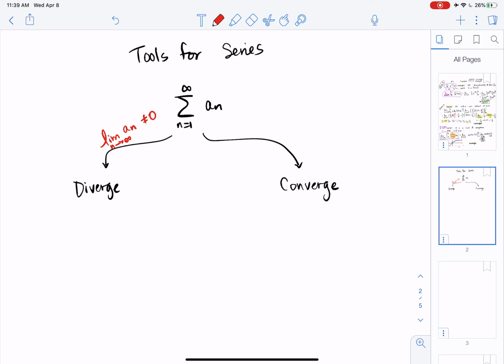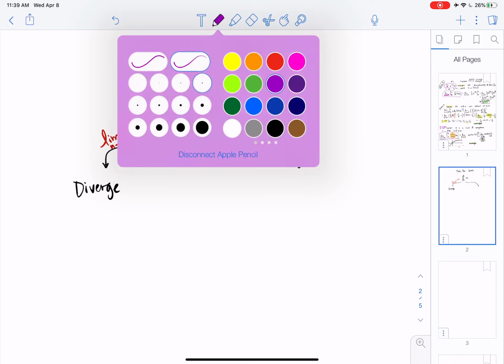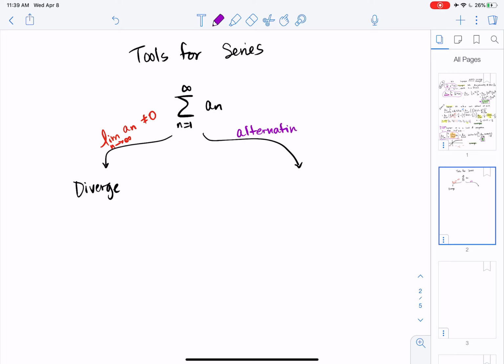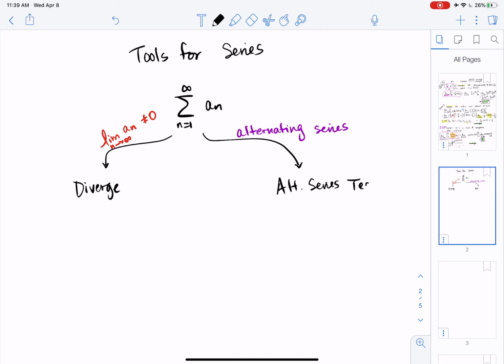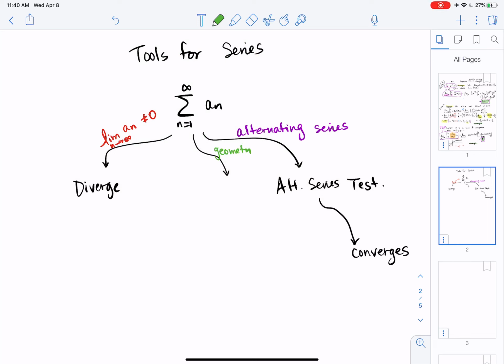But to test for convergence, let me go ahead and erase this. If you have maybe an alternating series, you can use the alternating series test, and that can only tell you if something converges. Unfortunately, the alternating series test failing is not a dead indicator that a series diverges. So I do want to make that very clear. You might have a geometric series, and here you simply test the common ratio. The common ratio being less than 1 does mean that it converges, but you can get divergence if it's greater than or equal to 1.